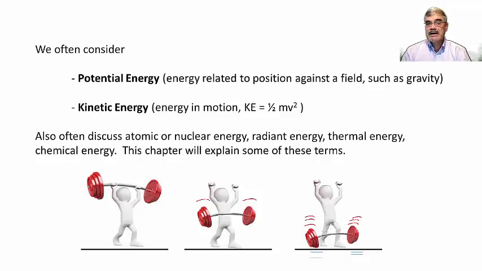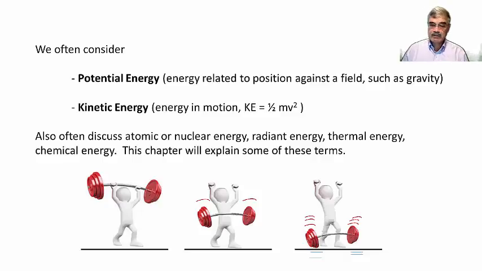We also often talk about potential energy and kinetic energy. Potential energy is energy that is related to a position against this field, such as the field of gravity. You see our young fellow at the bottom where he has lifted a weight. Once he has lifted this weight, the weight then has stored potential energy due to the position above the ground. Kinetic energy is energy related to motion. You all no doubt remember the equation. Kinetic energy is equal to 1/2 mv squared. M is mass of an object, v is its velocity, and then you square it.